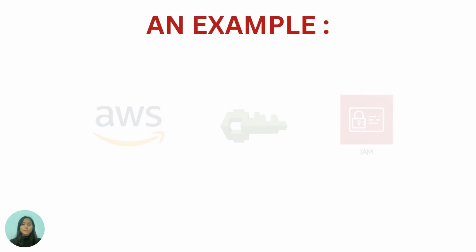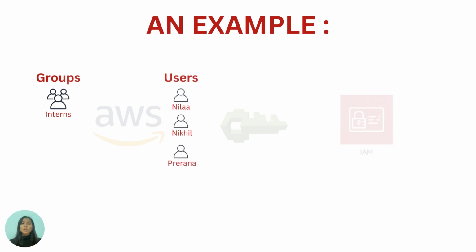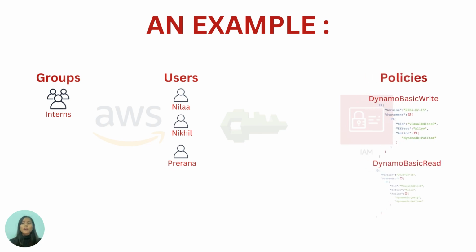Let's take an example. First, we have one group of intern students, and we have three users, Nila, Nikhil, and Prerana. We have policy DynamoBasicWrite, which gives us the ability to perform PutItem on a specific table. We have policy DynamoBasicRead, which gives us Query and GetItem permissions. Nikhil and Prerana are students who are provided with fewer or some restricted permissions.